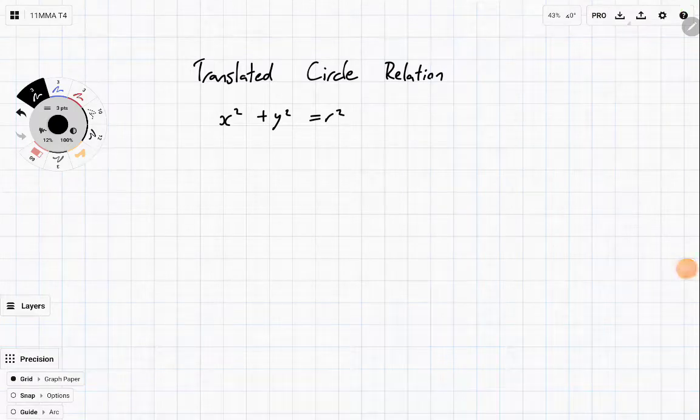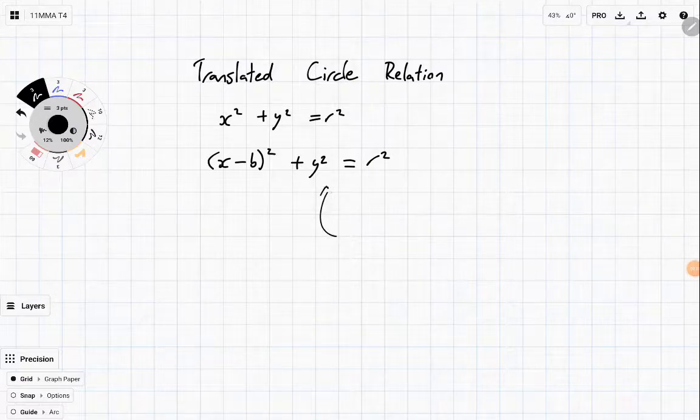Alrighty, so we're going to be having a look at the translated circle relation. Now we should have a pretty good idea of how we can shift it left and right. Since we've got something that looks like x squared, we should know that to translate it, it should be (x - b) squared. And that indeed is going to move the whole thing b units to the right. The question is, how do we move it up and down?